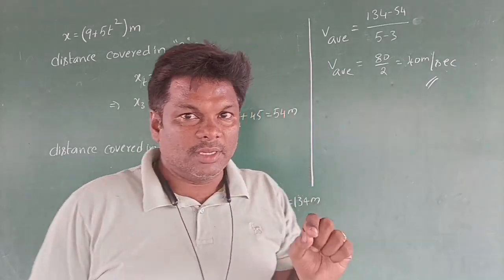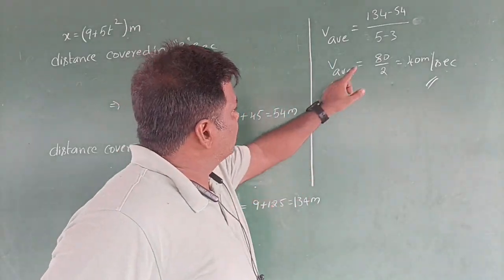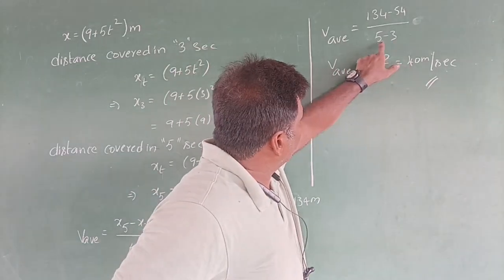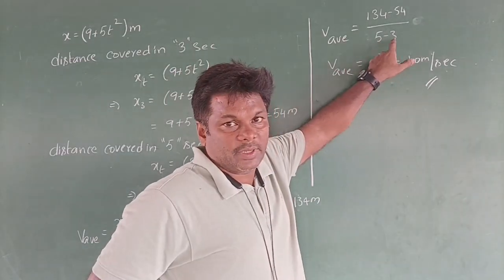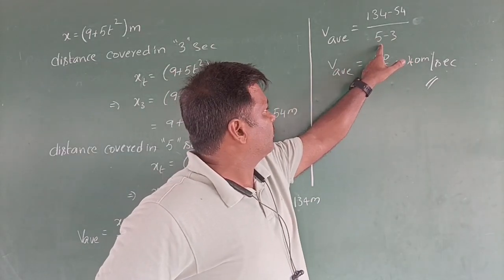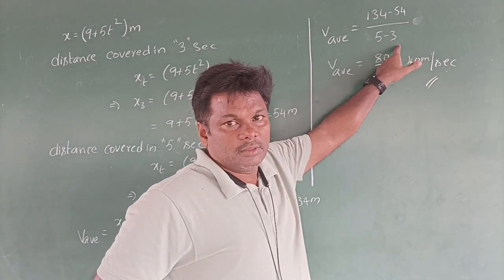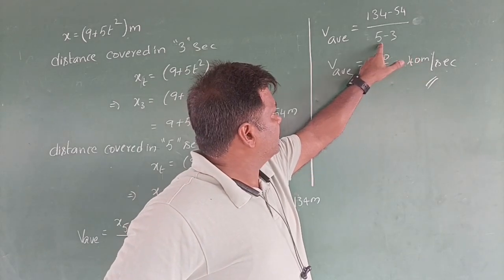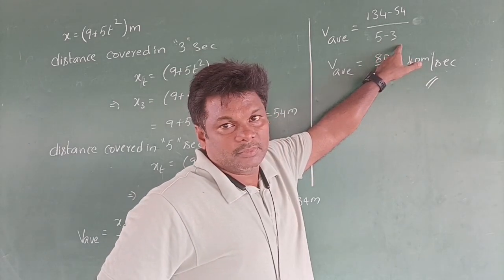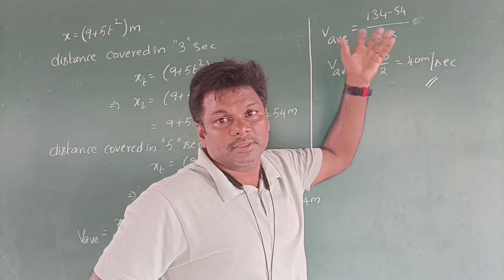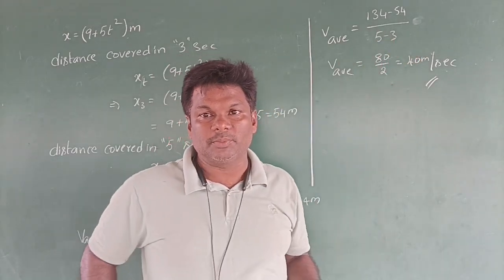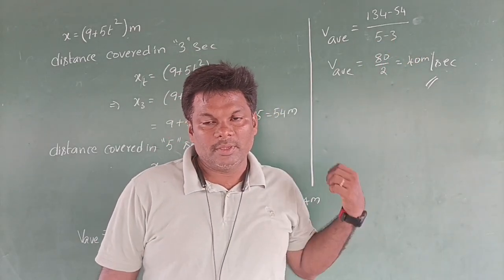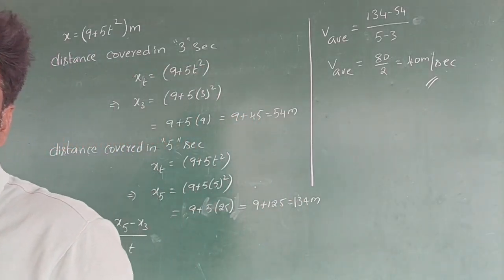Here he is asking for the average velocity during the time interval between 5 seconds and 3 seconds. That's why I am writing 5 minus 3. In our second case, 10 minus 7, you will get 3. Like that, we can proceed for the next sum. Just note it down.